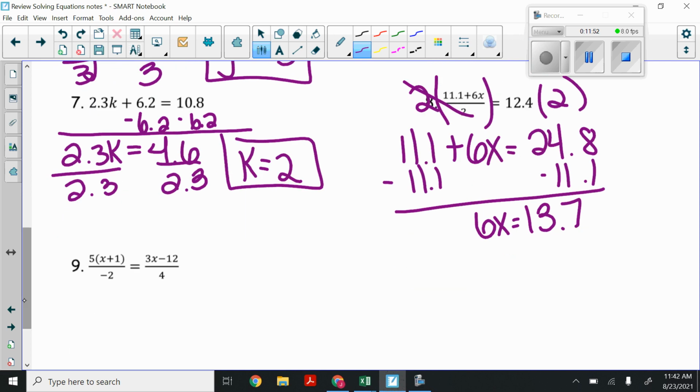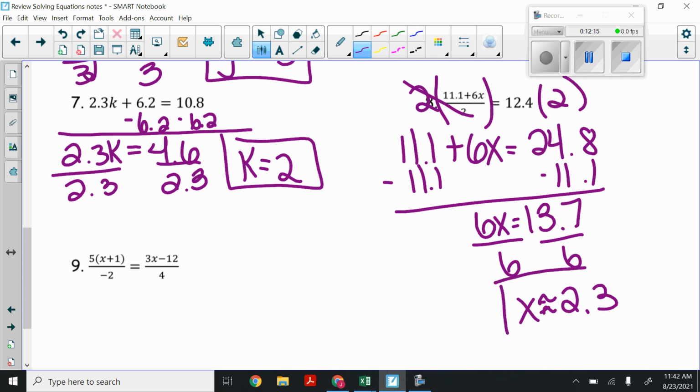So now I need to divide everything by 6. If this is not a whole number, I'm going to leave it as a decimal, since the original problem had decimals. 13.7 divided by 6 is about 2.28. The original problem had 1 decimal point, so we're going to go to 1 decimal point. So we're going to make this approximately 2.3. My approximate signs let me know that I've rounded this.